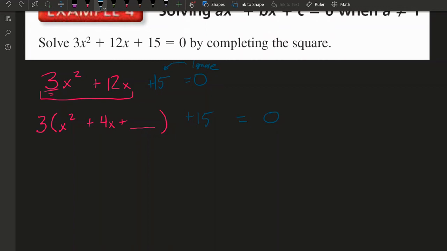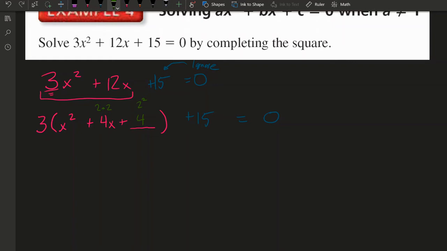Okay, so right now, there's not a number right there, but I wish there were a number right there. So I'm going to ask myself, what number do I wish were right there? Well, using our perfect square trinomials, I know that 4 is 2 times 2, so that means the number that I wish was right here is 2 squared, which happens to be 4. So that means that x squared plus 4x plus 4 is a perfect square trinomial.